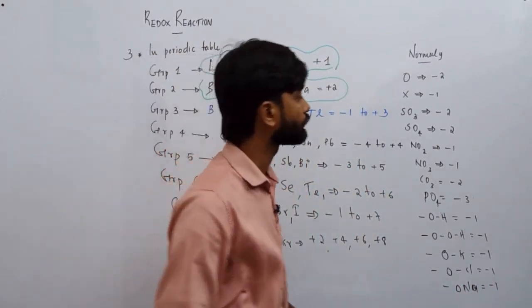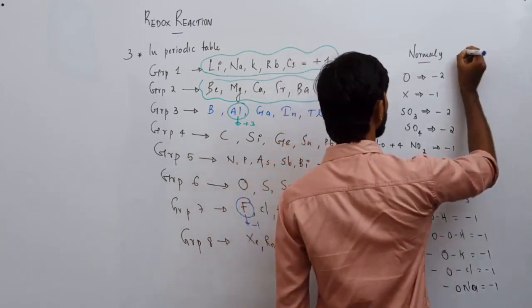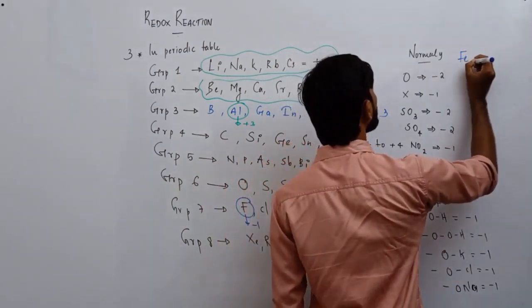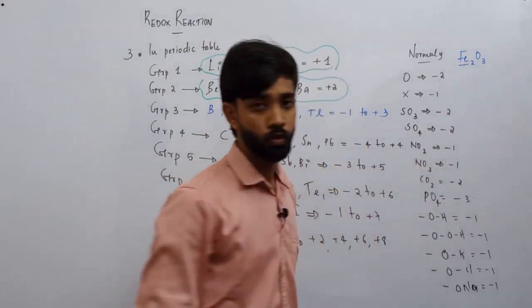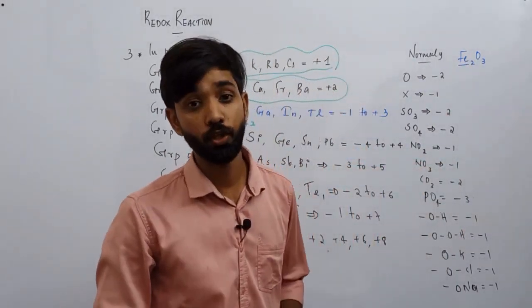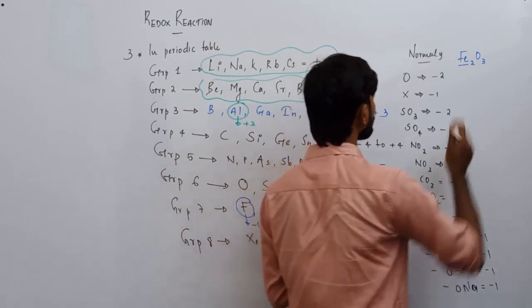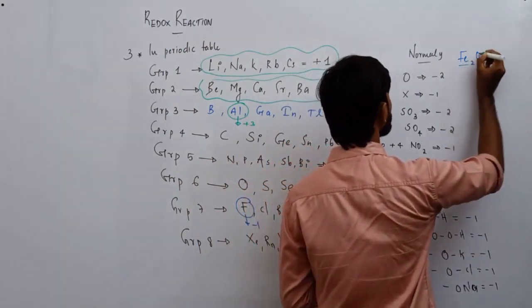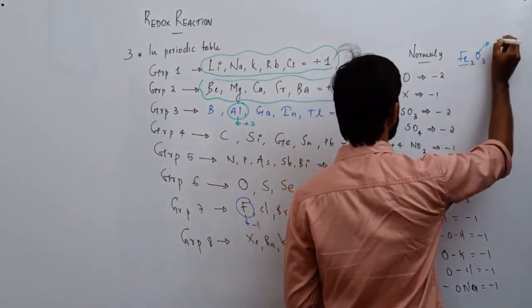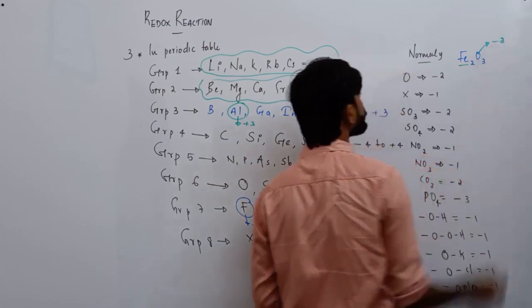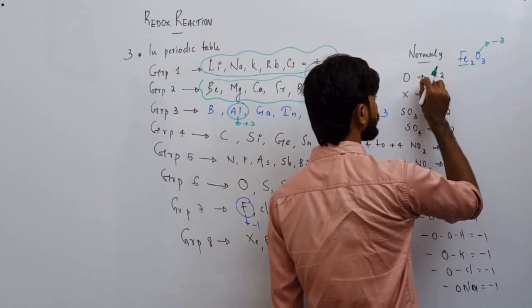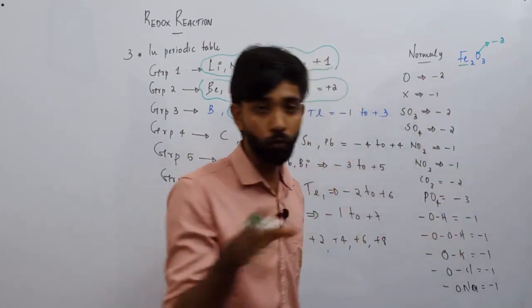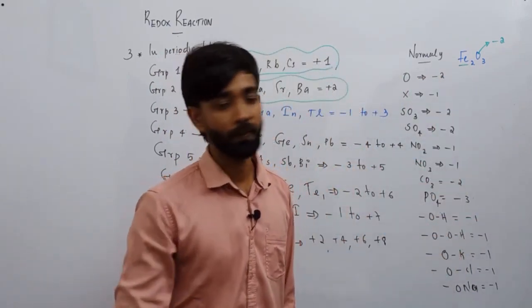That means if you are given a compound Fe2O3 and you are asked to find the oxidation state of iron, you are familiar with the oxidation state of oxygen, right? So you choose it as -2. That is the logic.